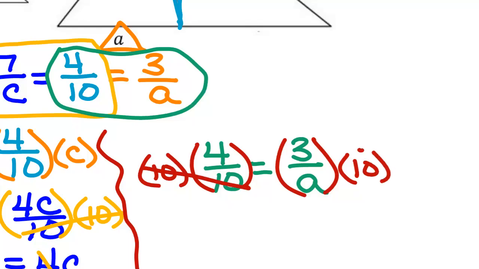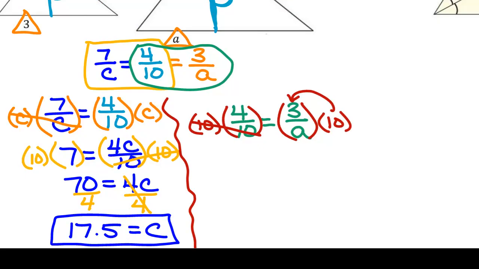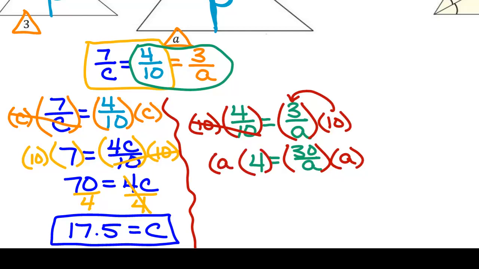Cancels my denominator on the left, only multiplies to the numerator on the right. So that would give me 4 equals 30 over a. Then I would multiply both sides by my denominator of a. Cancels my denominator over on the right, so 4a equals 30. And then divide both sides by 4. And a equals what? 7.5.